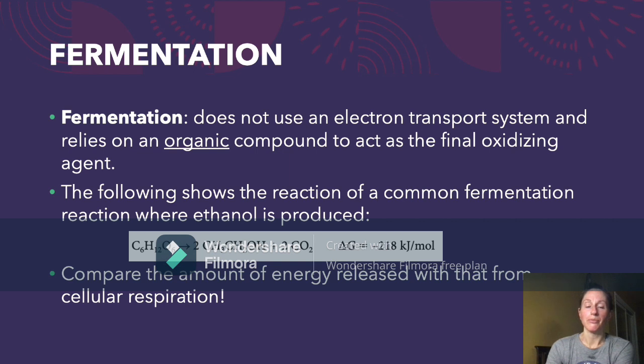So a common reaction is fermentation of glucose, where ethanol and carbon dioxide are produced. What I want you to notice is the Gibbs free energy being negative 218. Go back and compare that to the Gibbs free energy for the oxidation of glucose. Okay, so go back and compare and tell me what process seems to be better.